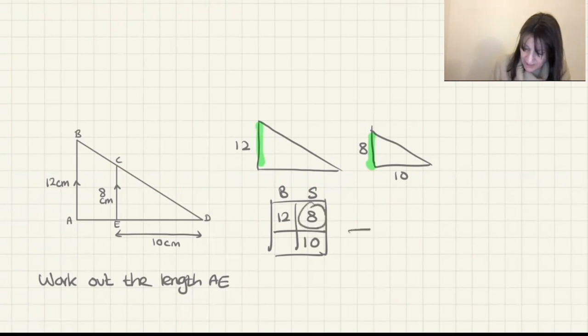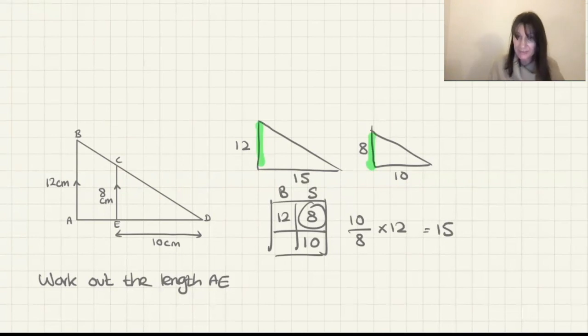I'm going to divide by 8. So put the other 2 any which way around you like, it doesn't matter. That's going to give me 15. So I'm going to put it on my diagram. All right, I know that this entire length is 15, but the question is asking me to work out AE, just that bit there. So to finish it off, I'm going to do 15, take away the 10, and that is going to give me 5. So AE is 5 centimeters.